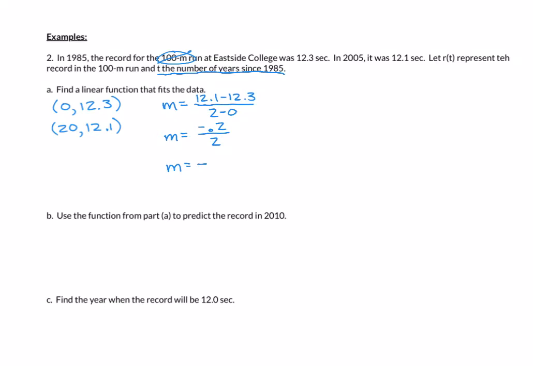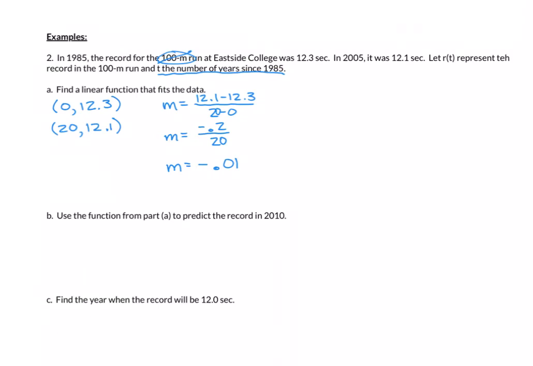And if we divide, we get negative 0.1. And I messed up. Sorry, this should be 20. And if we make it a 20, this should be negative 0.01. I thought it was off a little bit there. Okay, now that we have the correct slope, negative 0.01.